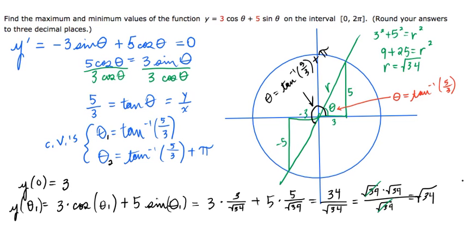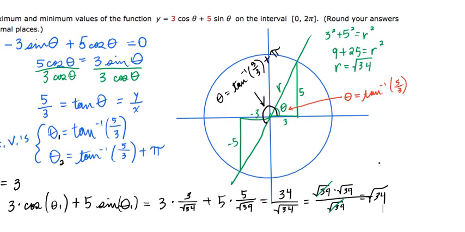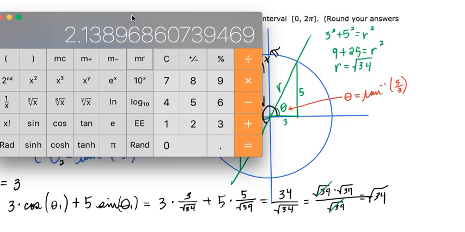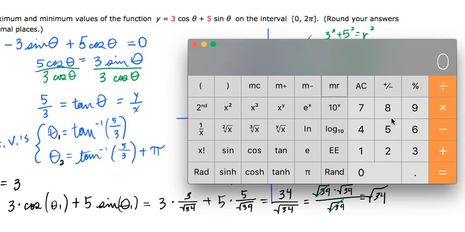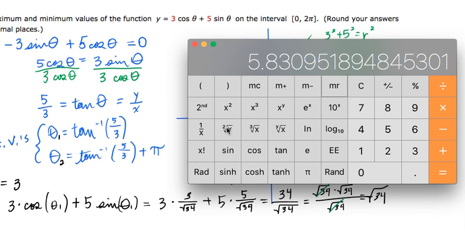We may need the approximate value as well. So let's go ahead and compute that real quickly here. So I'm going to take the square root of 34. We get 5.83. It says round to 3 decimal places, so 5.831.